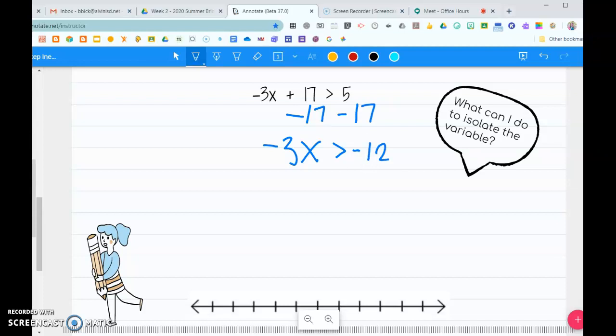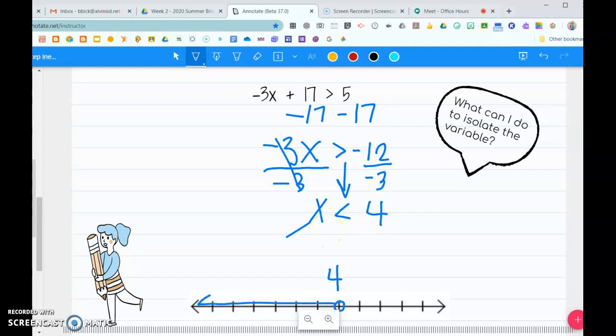Okay. Then we're going to try to isolate the variable. So we're going to divide by negative 3 to get the x by itself. And if you remember, when we divide by a negative number, we always have to flip our sign. So then we're left with x is less than positive 4, because a negative divided by a negative makes a positive. So we're going to draw an open circle at 4, because it's not equal to, it does not have that line underneath the inequality symbol. And then again, it's less than, so we're going to shade to the left.